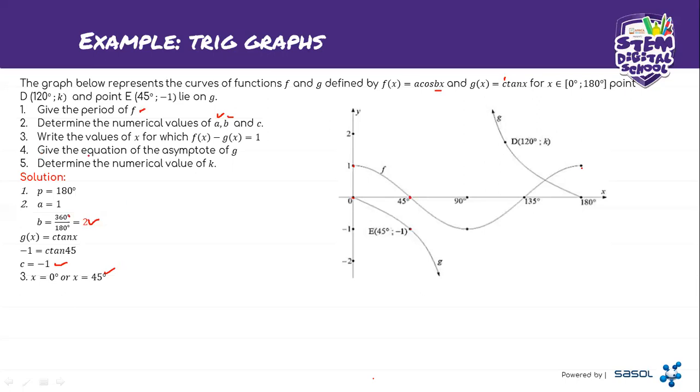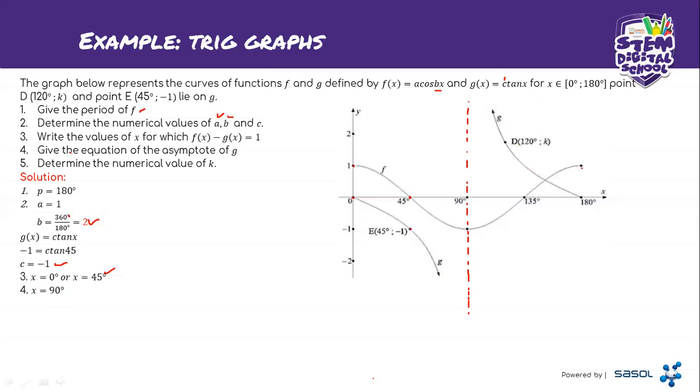Number 4 says, give the equation of the asymptote of g. Remember, what is the asymptote? We said the asymptote is a line which the graph never touches or crosses, right? Now, only the tan graph has asymptotes. You can see the tan graph here; the asymptote is going to be this 90 here, because if you draw a line there, we know this line is not going to be touched by this graph of tan. It will never touch it, it will just approach that line. And of course, it's x equals 90 degrees.